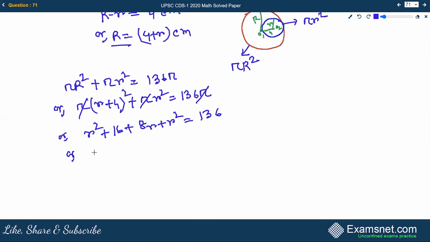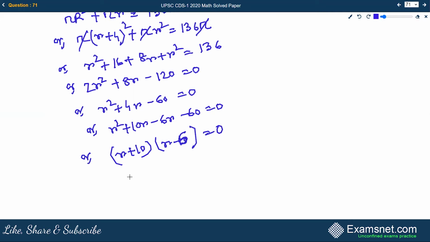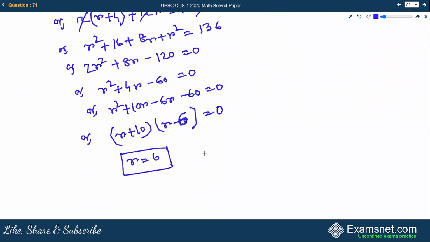equals 136. So we can write 2r square plus 8r minus 120 equals 0. We will get r square plus 4r minus 60. If we factorize this, we will get r square plus 10r minus 6r minus 60. So that is (r plus 10) and (r minus 6). Okay, r minus 6 equals 0. So r equals 6. We got the value of small r, that is 6 centimeter. So the radius of the small circle is 6 centimeter.